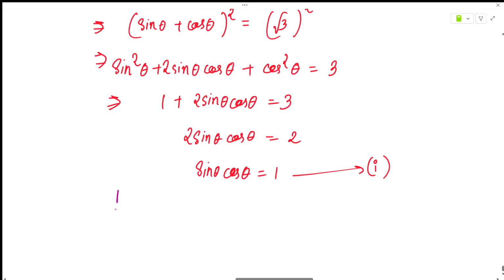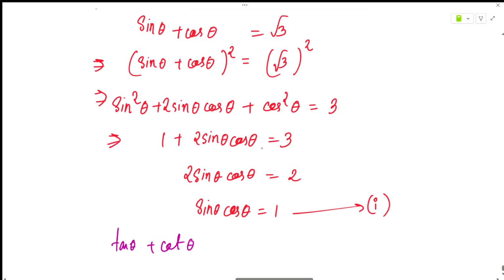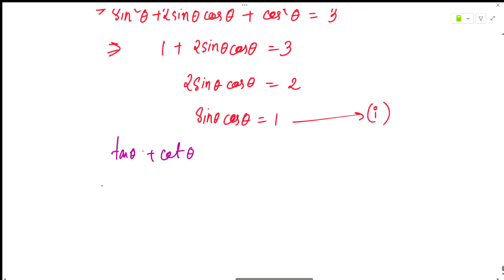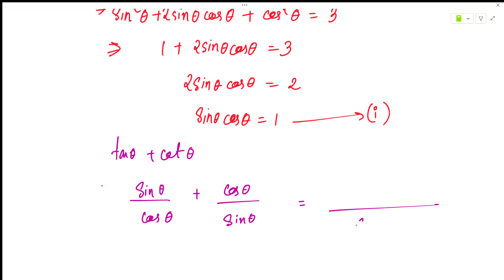Now tan theta plus cot theta, this we are supposed to prove as 1. So let's see, we can write tan theta as sine theta by cos theta. Cot theta can be written as cos theta by sine theta. If you take the LCM over here, you will have cos theta into sine theta. Cross multiply, you will get sine square theta plus cos square theta.